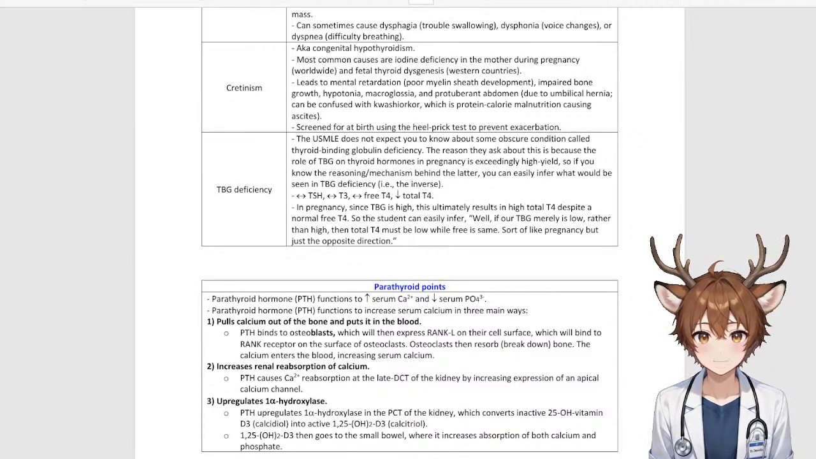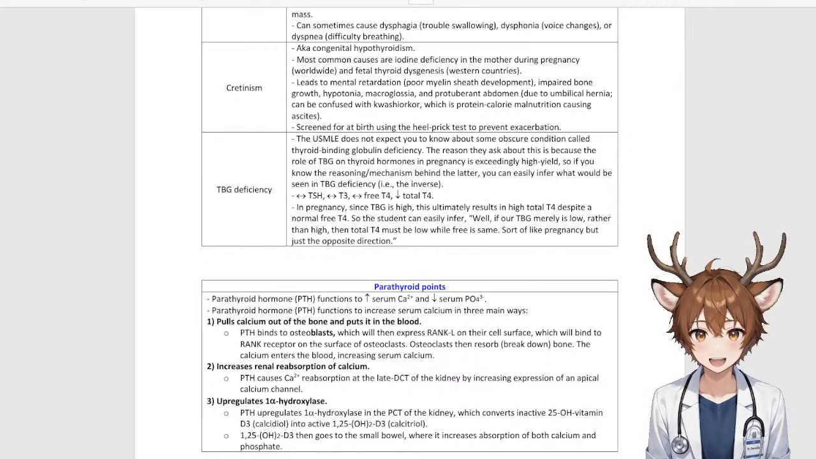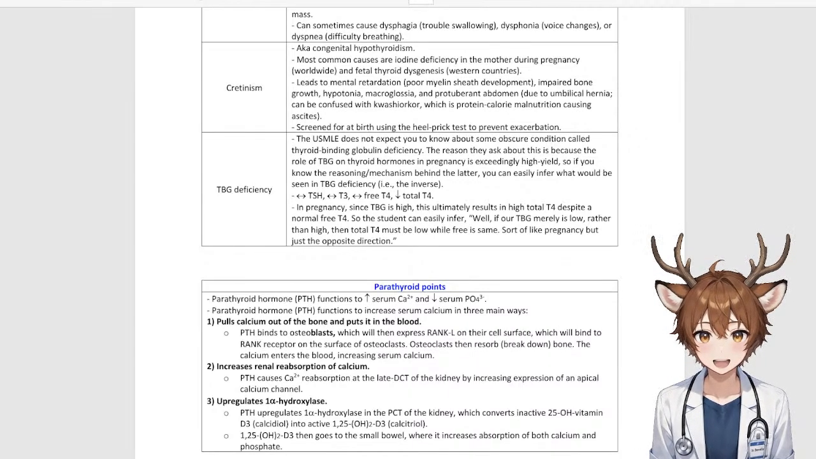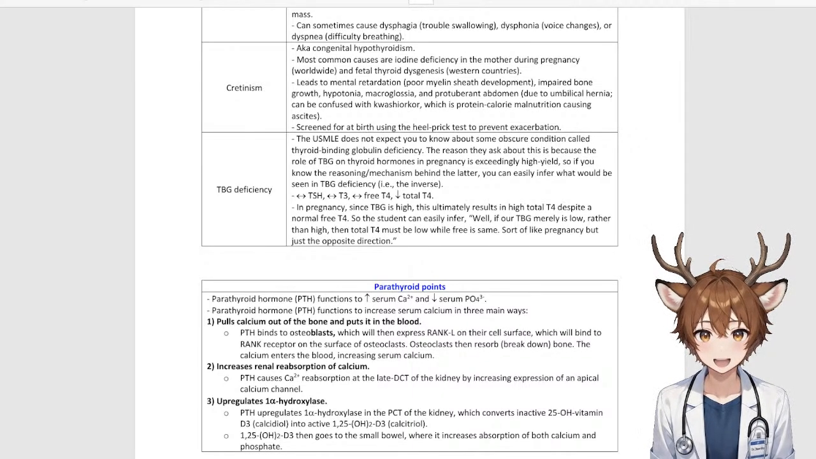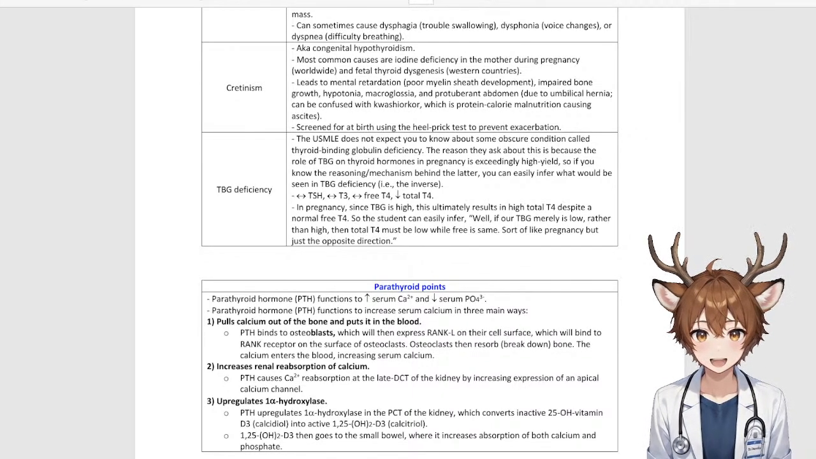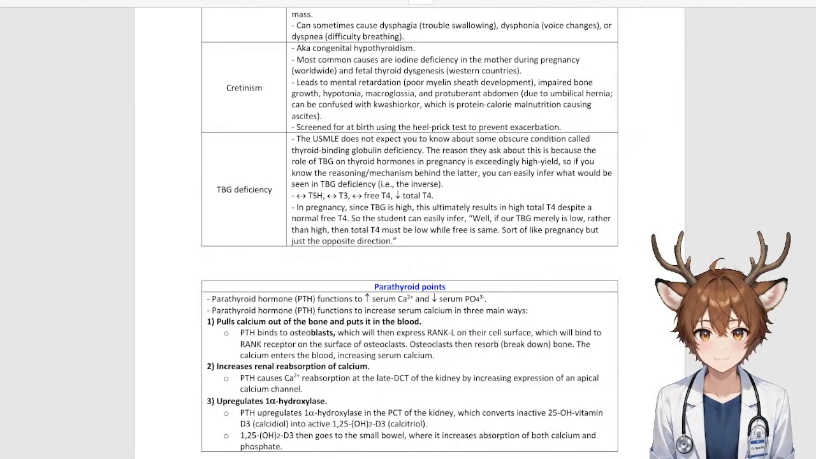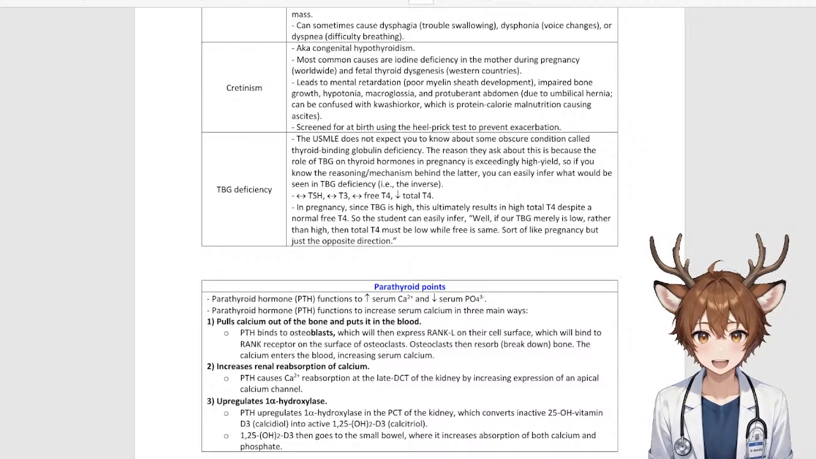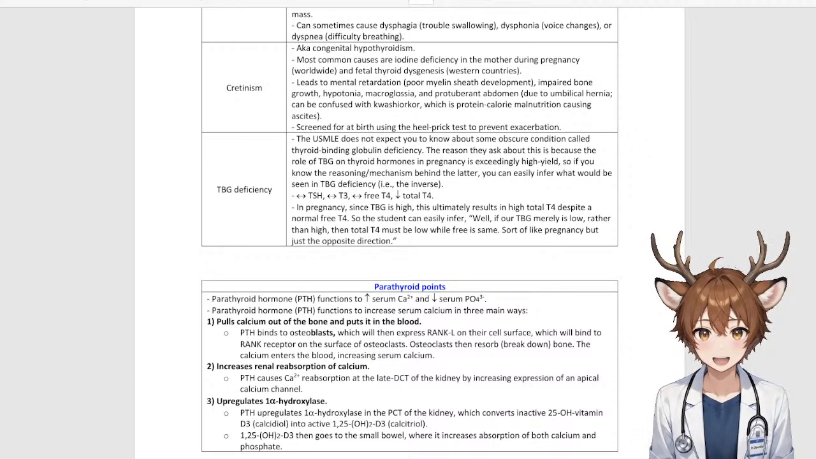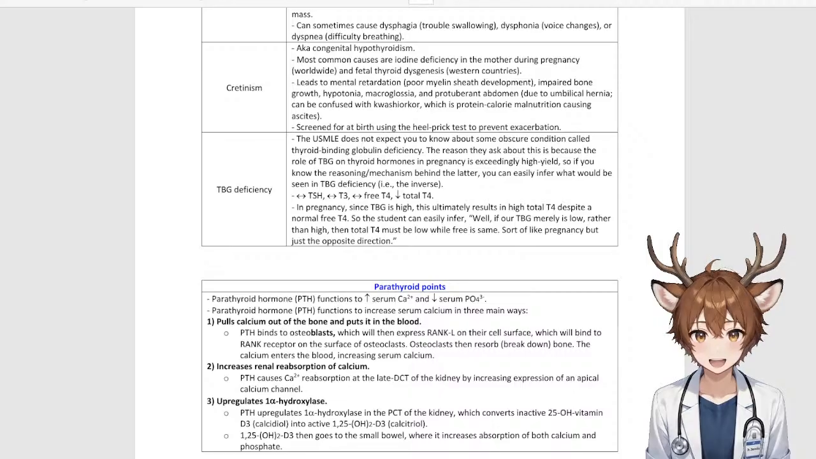So you have normal TSH, normal T3, normal free T4, but a decreased total T4. In pregnancy, since the TBG is high, this ultimately results in a high total T4 despite a normal free T4. So the student can easily infer, well, if our TBG is low rather than high, then total T4 must be low, while free T4 is about the same. Sort of like pregnancy, but in the opposite direction.